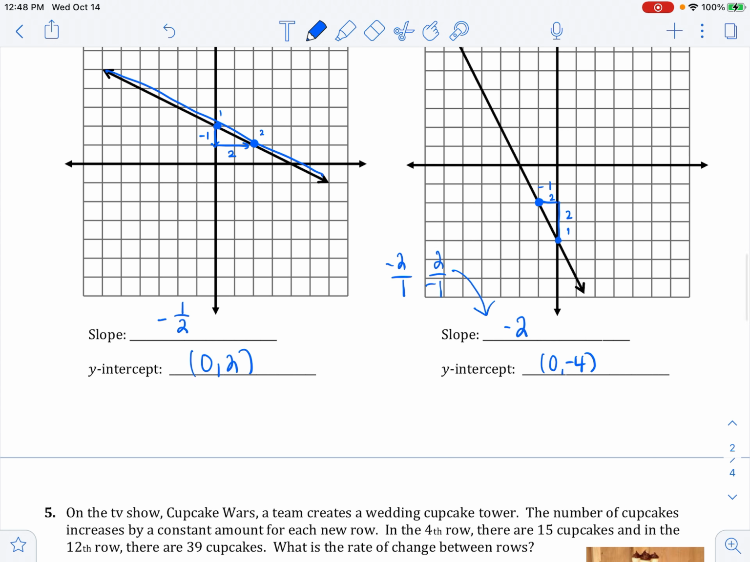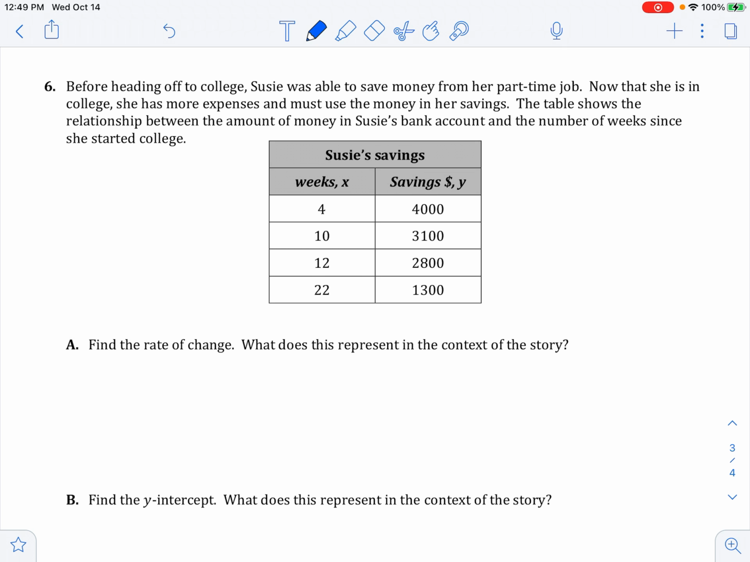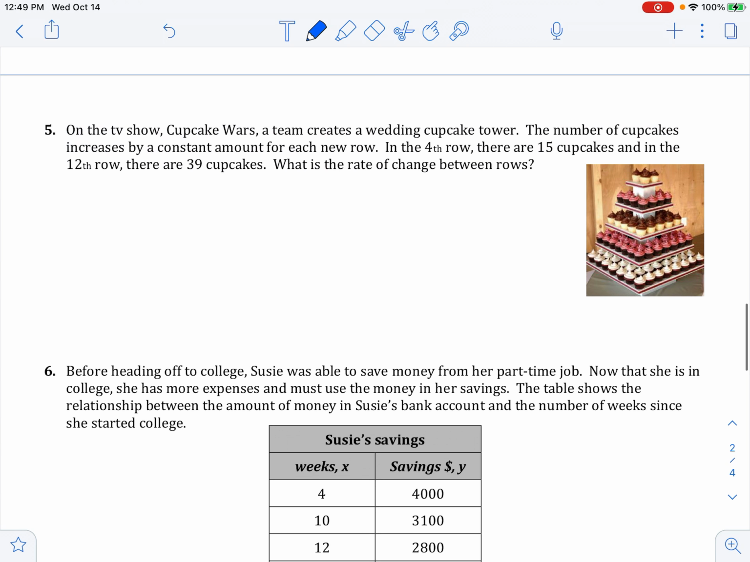Okay, next we're going to look at a word problem, and it's going to ask us to find the rate of change. Then we're going to look at another problem that gives us a table, which is technically also a word problem. And one of the first things it asks us to do is to find the rate of change.